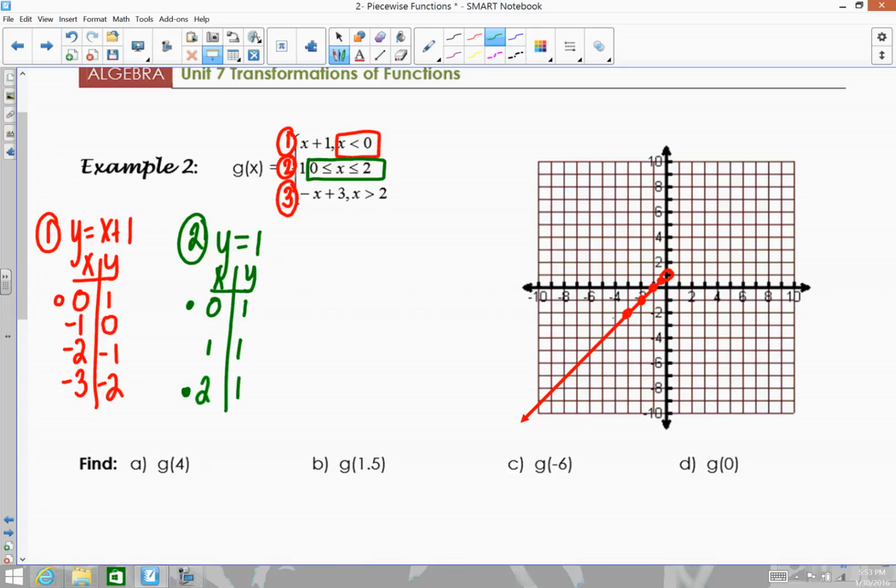So now we graph those. So we have 0, 1. So now this becomes filled in because it's a solid circle there. We have 1, 1, 2, 1. And this is just going to be a horizontal line. So I connected those. Now I move on to the third part, which is y equals -x plus 3.